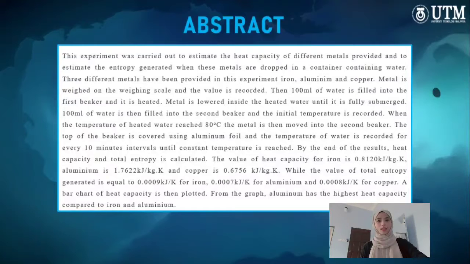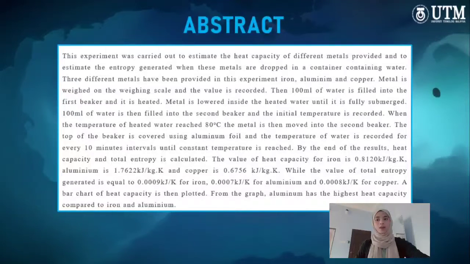Then 100 ml of water is filled into the first beaker and it is heated. Metal is lowered inside the heated water until it is fully submerged. 100 ml of water is then filled into the second beaker and the initial temperature is recorded. When the temperature of the heated water reaches 80 degrees Celsius, the metal is then moved into the second beaker. The top of the beaker is covered using aluminium foil and the temperature of water is recorded at 10 minute intervals until constant temperature is reached. By the end of the experiment, the heat capacity and total entropy are calculated.